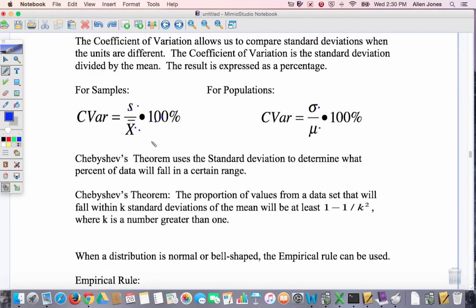So I could take my test scores from a stats class and compare the variation with the test scores in a trig class and know which ones were more spread out compared to the mean itself.